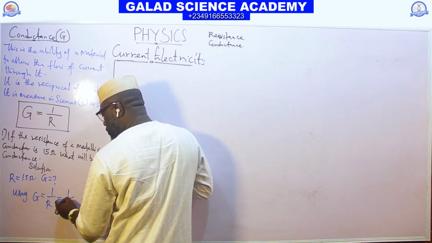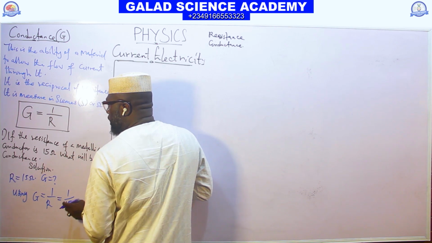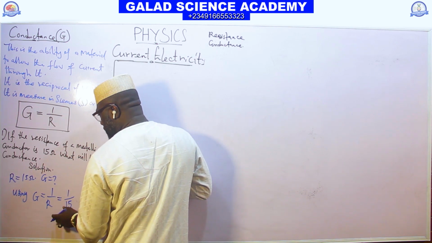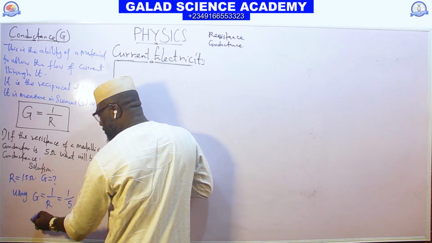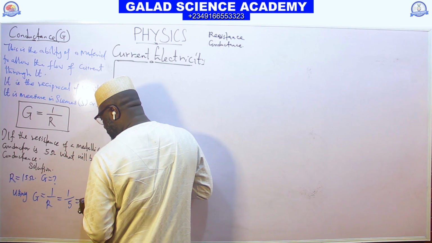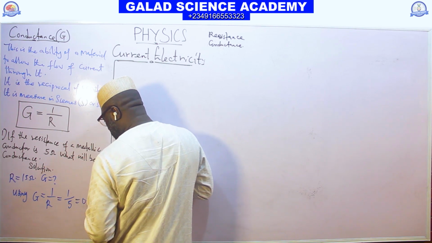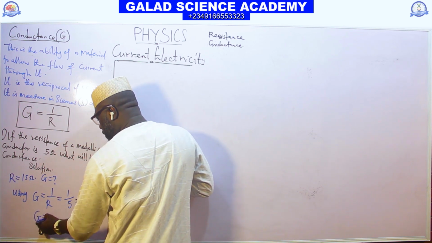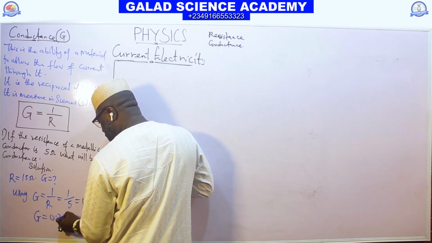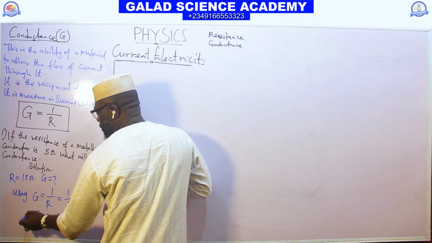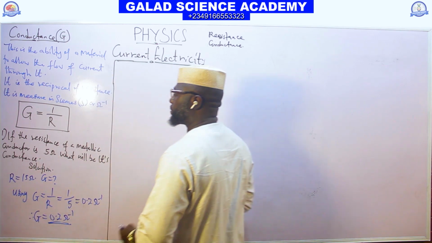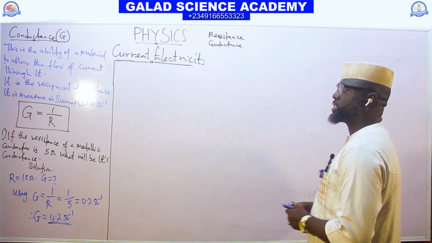1 over resistance is 1 over 15. So press 1 over 15. It will give us 0.2 per ohm. Therefore, conductance is 0.2 per ohm. That is conductance.